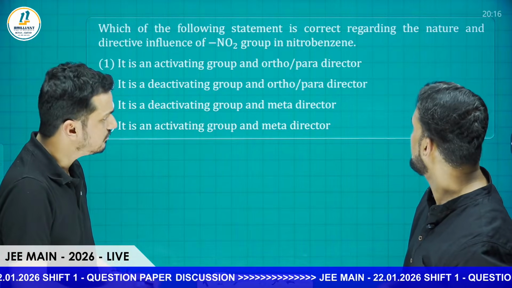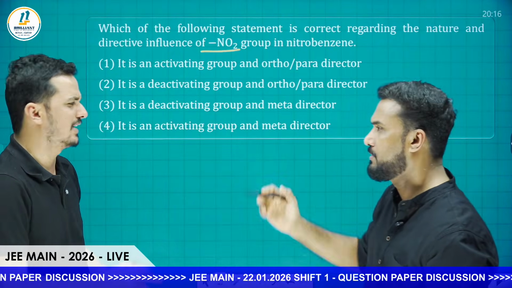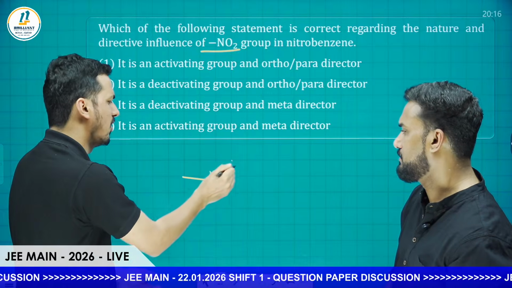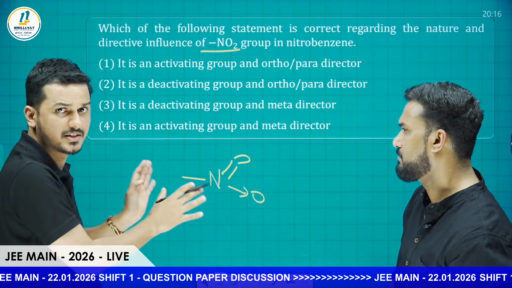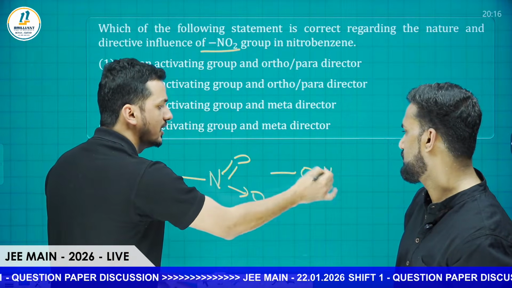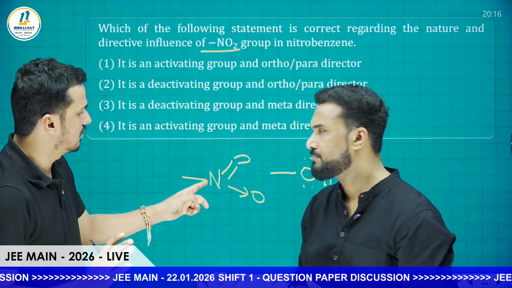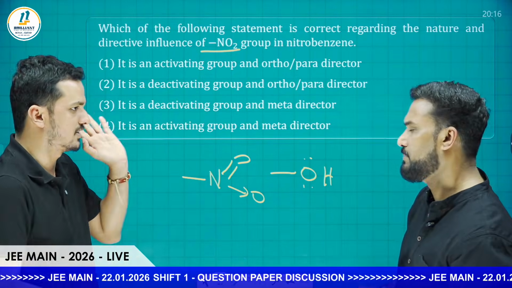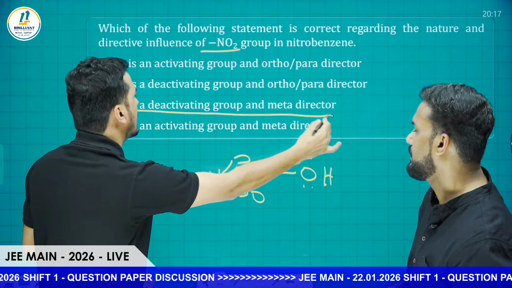Regarding the directive nature of influence, you know that NO2 contains a double bond. Double bond containing groups are deactivating groups. A double bond alpha directly connected with the benzene ring is deactivating. Lone pair containing groups are activating groups, because that lone pair they can donate to the benzene ring. So NO2 is deactivating, which means meta-directive. So that's an easy, direct one. It's a deactivating group and meta-director.